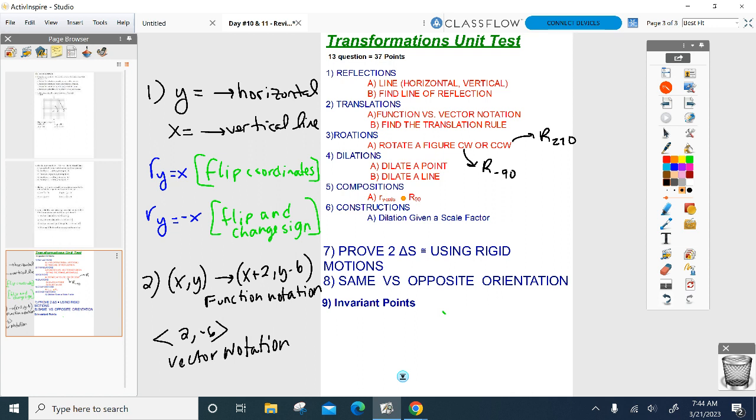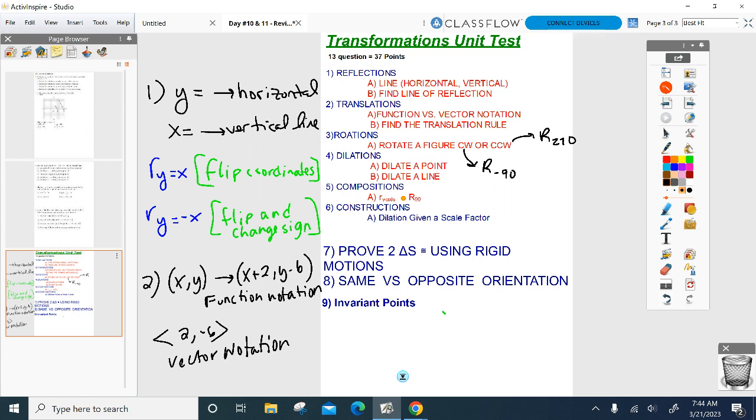Dilations, I won't go over because that's what we've done the last 3 class periods here. Dilate a point. It could be around the origin, or it could be around any point. All right, be prepared for both. Around the origin, you can multiply. Around a point, you got to do slope. Dilate a line like we did yesterday. Make sure if the point's on the line, it remains the same. All right, if it's not, the 2 lines remain parallel.